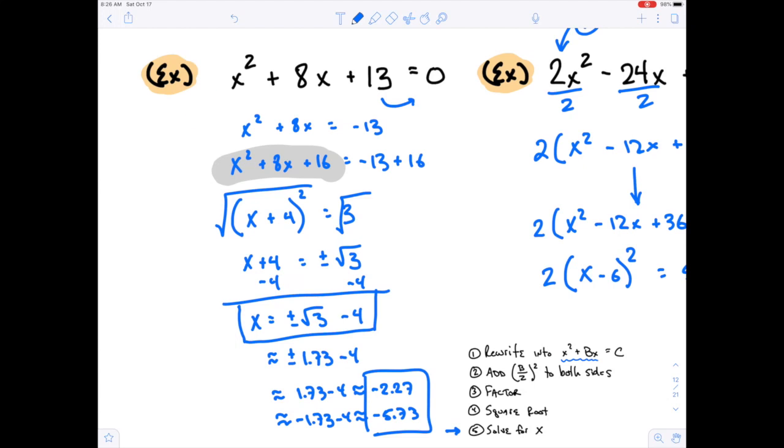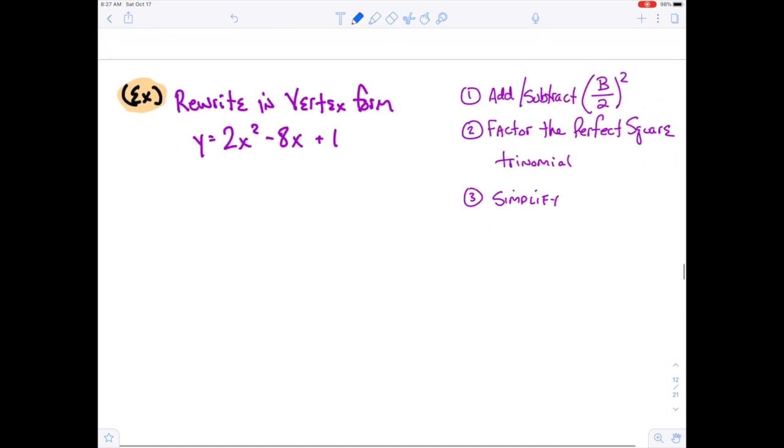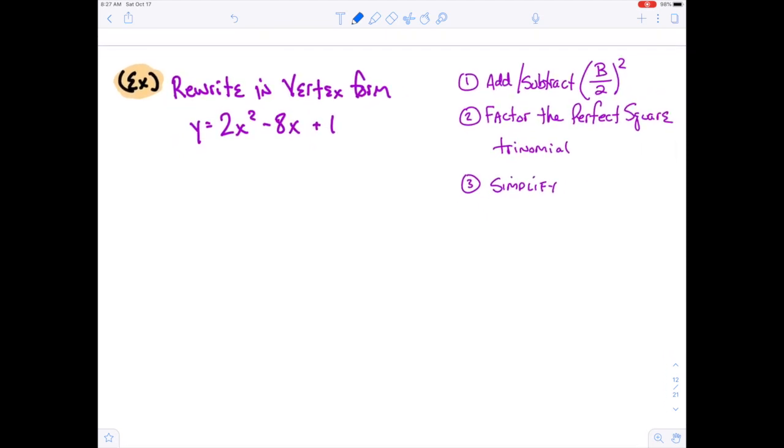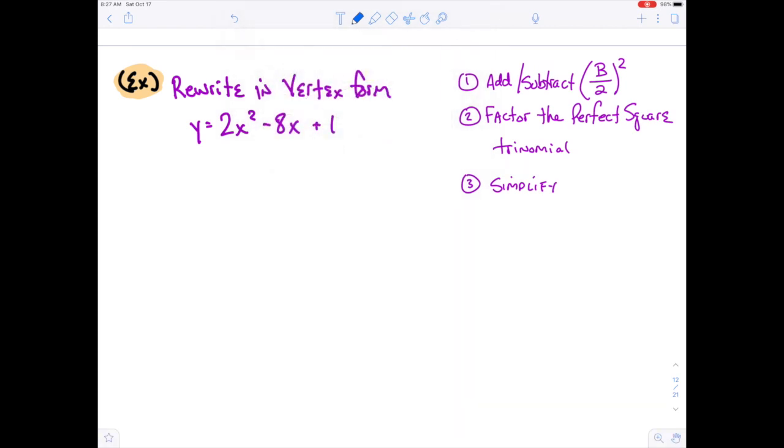1. Now, I had said that we would look at vertex form as well. Vertex form has a lot of similarities. The only difference is if our goal is to rewrite in vertex form, I'm going to stay in blue here. If our goal is to rewrite in vertex form, we don't necessarily have to solve it. We're just trying to rewrite the problem.